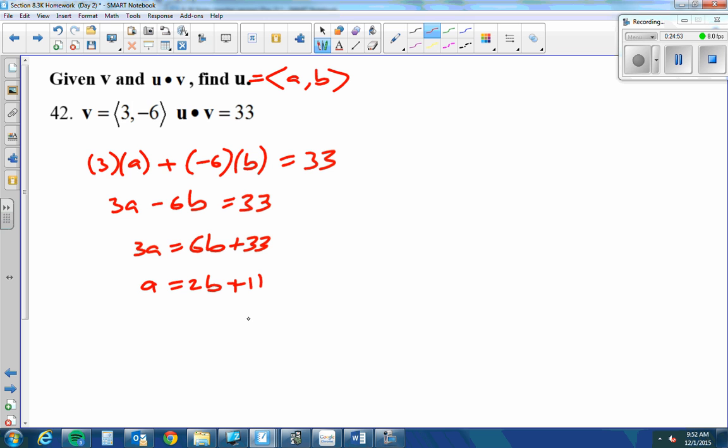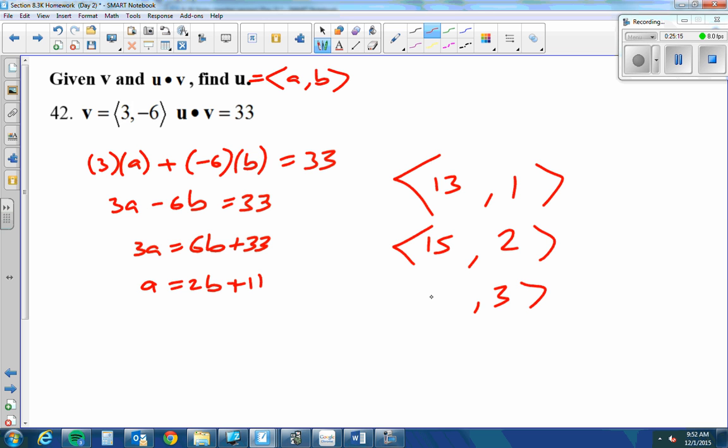Now, this is just like the last one. Once you have this, this is not the answer. You're supposed to come up with a vector that has this dot product with U and with V. So if I try 1, I'm just picking numbers. If I put 1 for B, what do I get for A? Or if I try 2, I get what? And you might notice a pattern at this point. The next one would be 2 more than that. Why is it 2 more?